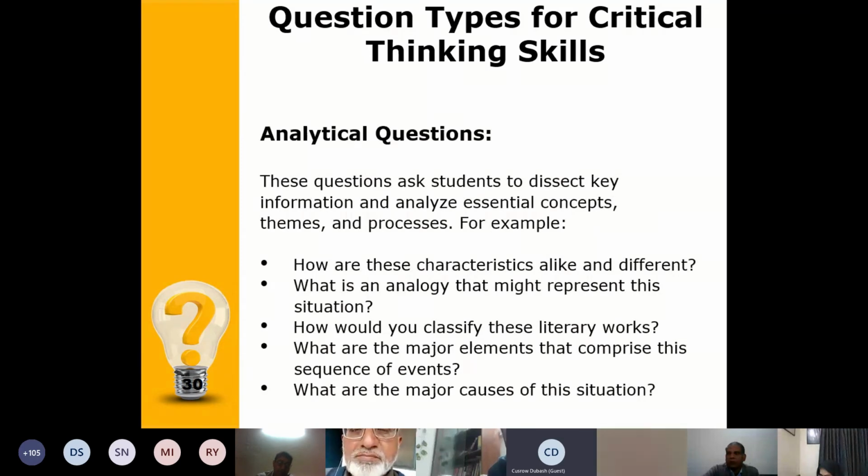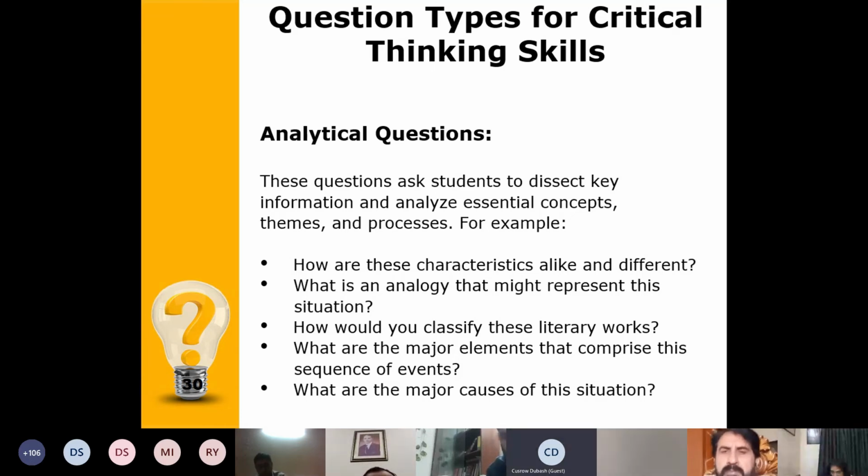Next, analytical questions. This is analysis level at Bloom's taxonomy. And these questions ask students to dissect key information. इनको जो ना बाल की खाल उतार के चेक करें कि क्या है, तब analysis होगी. How are these characteristics alike and different? हम कहते हैं ना compare and contrast, elements and compound. भाई वो T table बना दिया, लिख दिया. That's rote learning.